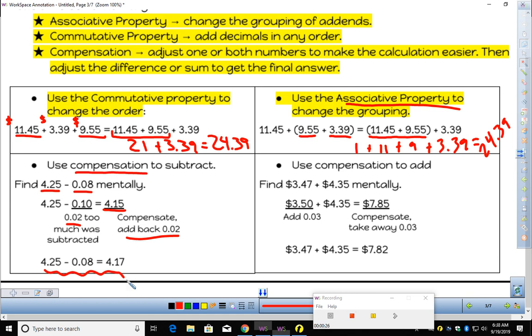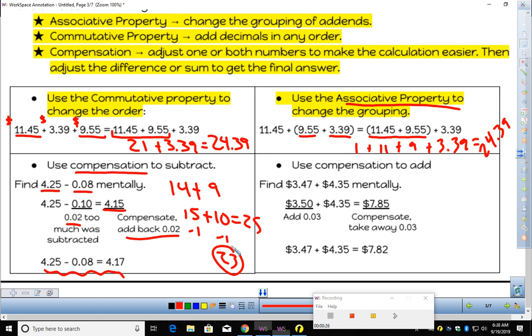I don't know 14 plus 9. What I do know is 15 plus 10 is 25, but I need to take one out and take one out, so my final answer would be 23.